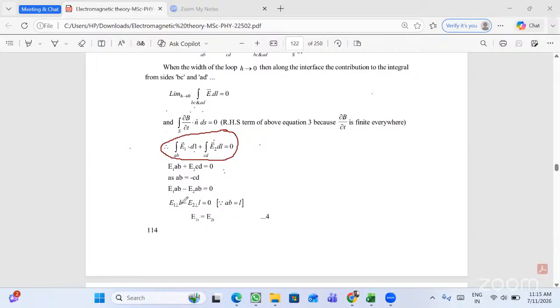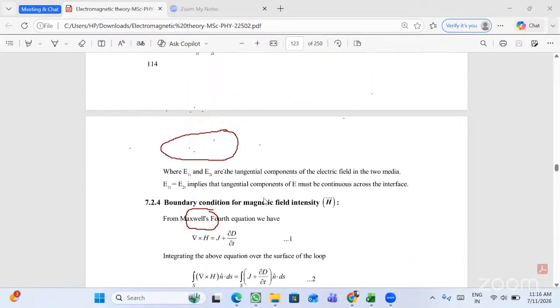Otherwise, we can write this as E1 tangential L minus E2 tangential L, because the AB value is L. So we have written E1 tangential minus E2 tangential times L is equal to 0. And we can write this also as E1T is equal to E2T. That is, the tangential component of the electric field vector is equal in both the media, or it is continuous, we can say here. This is what we have, right?